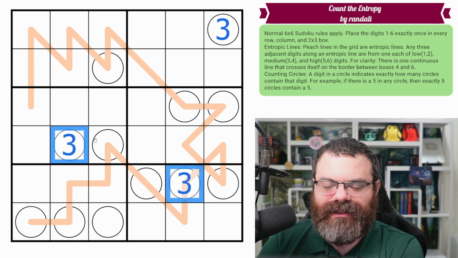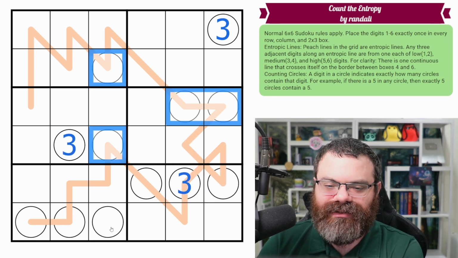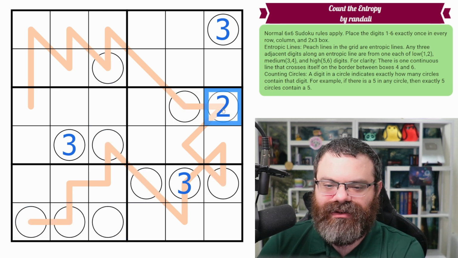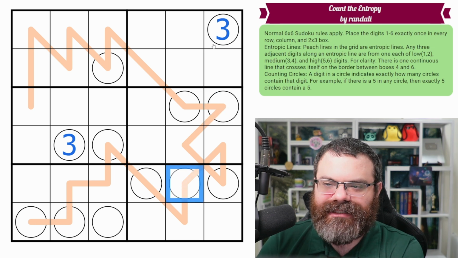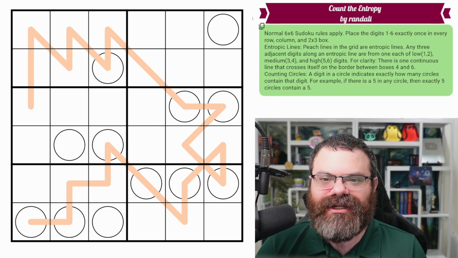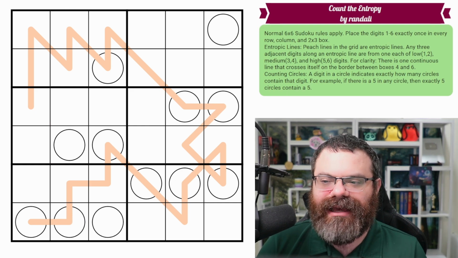So maybe we could do something like this. And then none of these other circles would have a 3. They'd have to have other digits in them. And so if we say put a 2 in one of the circles, and we need one more 2, but then we can't have any more. So it's an exact count. And that's it. Those are the rules. There's a link in the description if you'd like to try the puzzle yourself, and I'm going to get started right now.